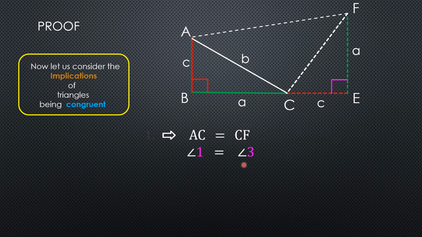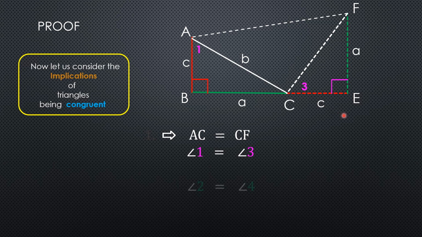Number 2 is angle 1 is equal to angle 3. For this you have to look at the figure. This is angle number 1. This is angle number 3, because these two right angle triangles are congruent, but they have a different orientation. For this triangle, BC is the base. For this triangle, CE is the base. So definitely angle 1 and angle 3 are equal.